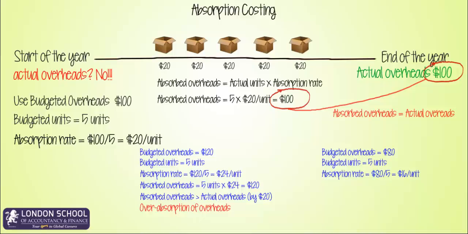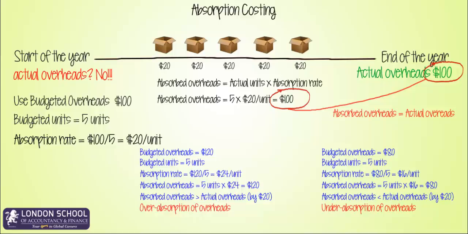Now my absorbed overhead similarly is going to be 5 units times $16 per unit, which is equal to $80. So in this case, my absorbed overheads of $80 are less than actual overheads of $100. So in that situation, we call it under absorption of overheads. So if absorbed overheads are less than actual overheads, we call it under absorption of overheads. So that's basically the process of absorption costing.